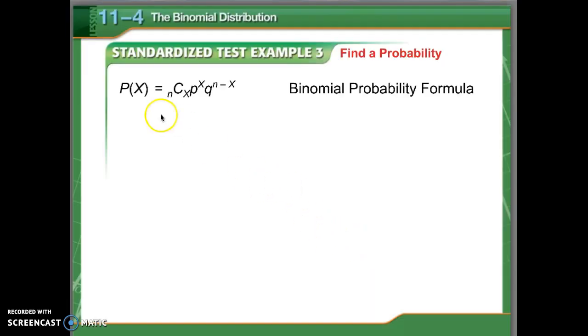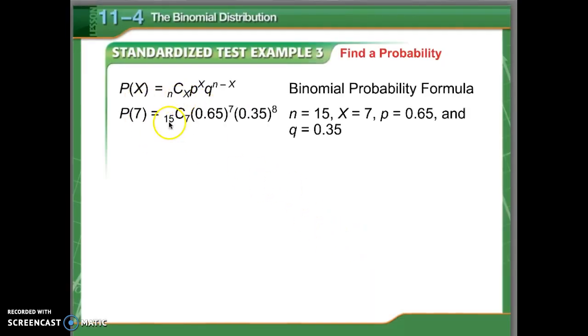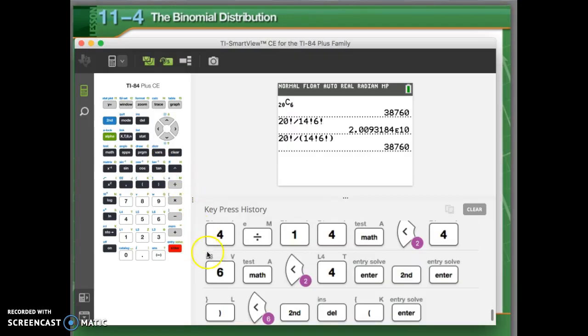So we're going to dump these into the formula. We have 15 combination 7, 0.65 to the 7th power, 7 successes. That means there'd be 8 failures times 0.35. You type this in the calculator, and you get 0.071. I'm going to show you that real quick.